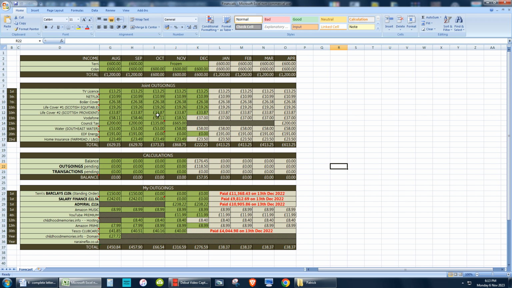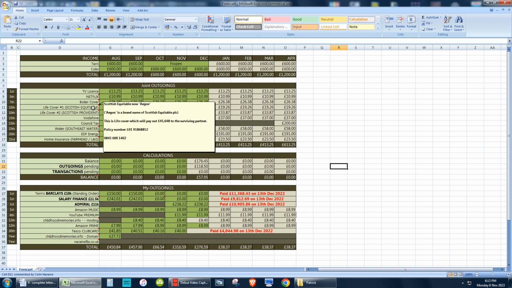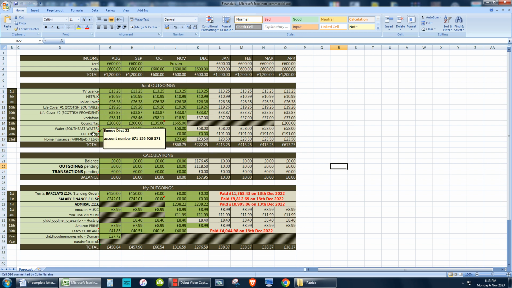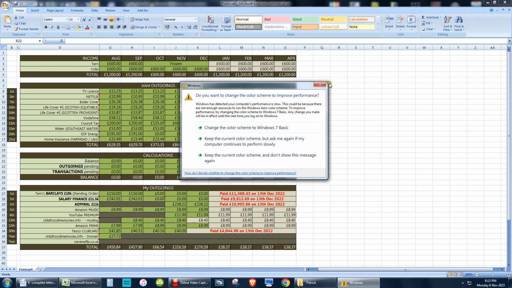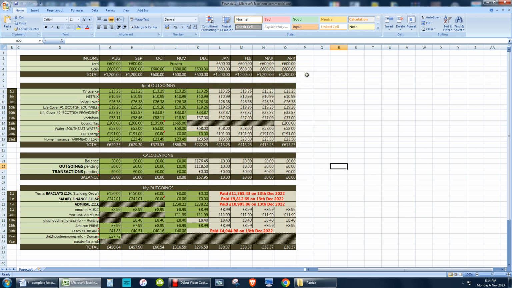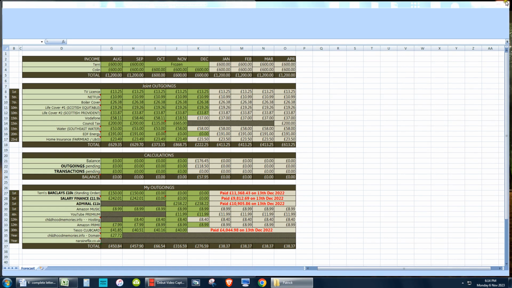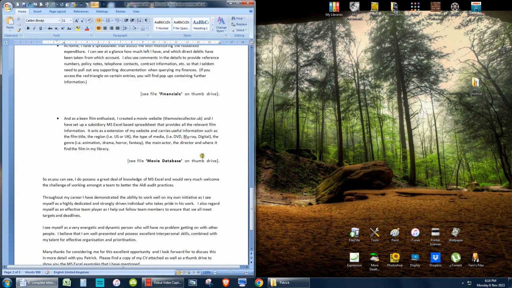This is up to December. Now, if you go into Netflix, there are these red triangles. If you go into them, it pops up information that I put in. So this is a working spreadsheet that calculates what's left after certain figures have gone, and those are the dates the direct debits come out. So this is what I sent to him, and we're nearly at the end.